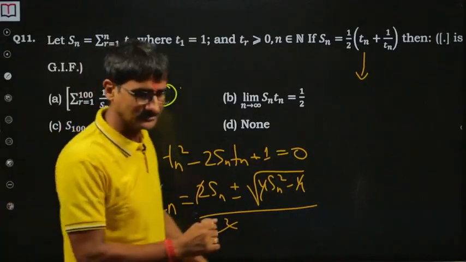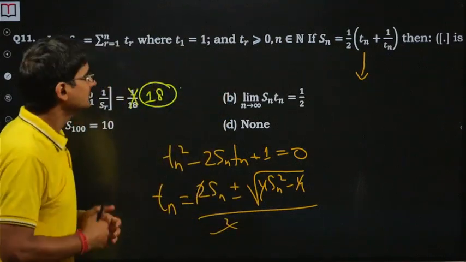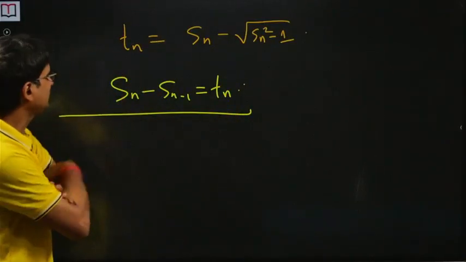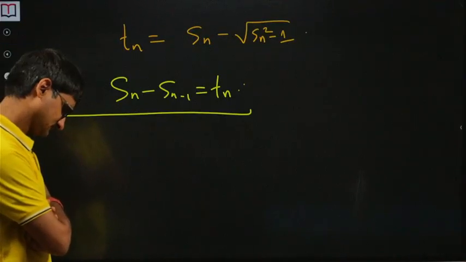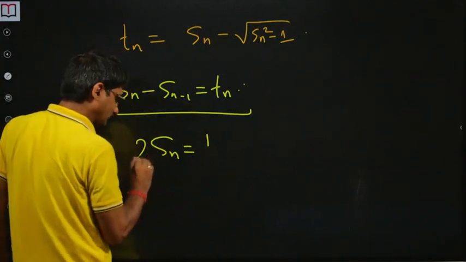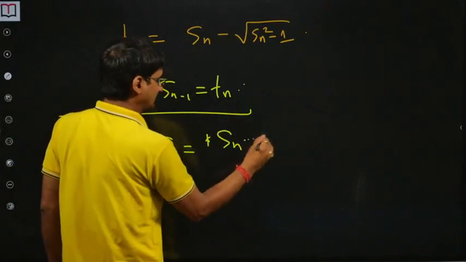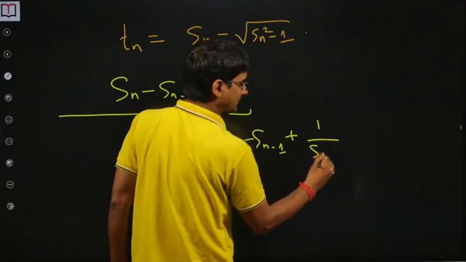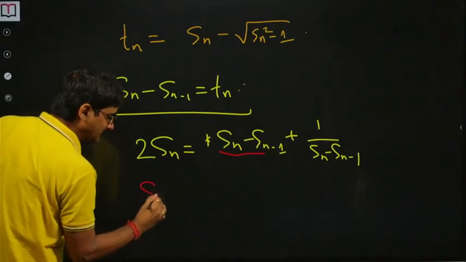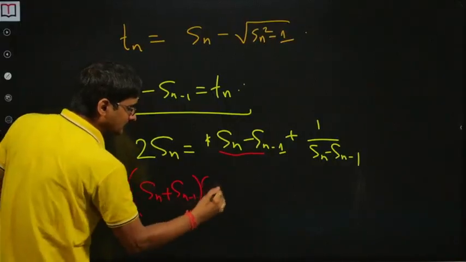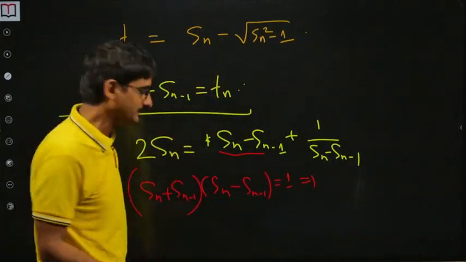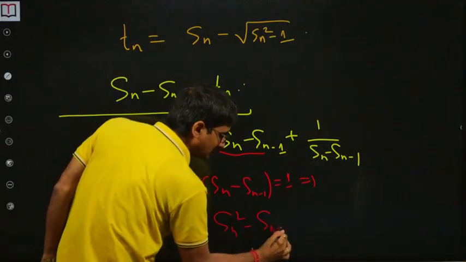That's again a very good question, just give me a minute, I'm running short of time. Patience. So that's also given. Okay, so I can write 2Sn as Tn, that is Sn minus Sn minus 1, plus 1 upon Sn minus 1. Yeah, I got it. So bring these terms this side. It is nothing but (Sn plus Sn minus 1) into (Sn minus Sn minus 1) is equal to 1, since they are reciprocals of each other. So we have Sn square minus Sn minus 1 square is equal to 1.